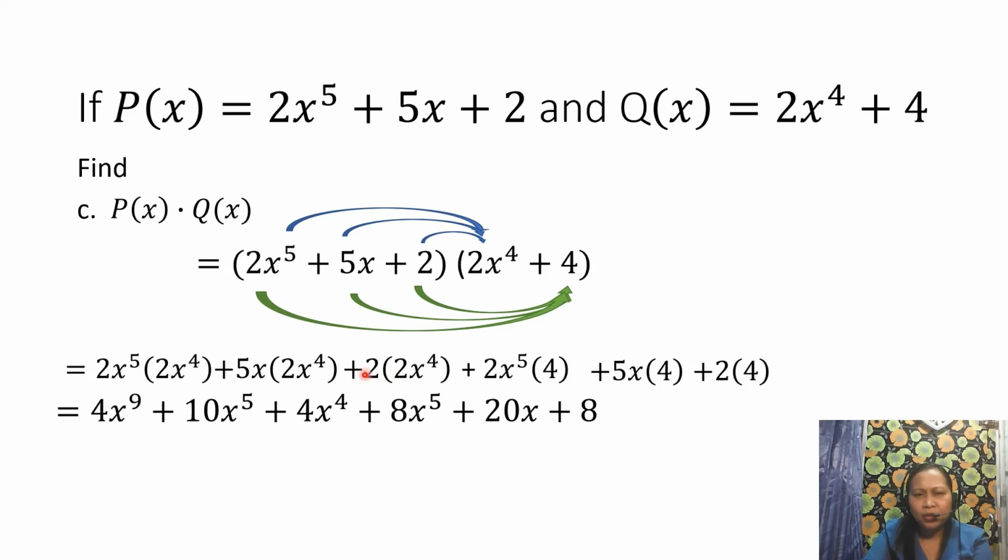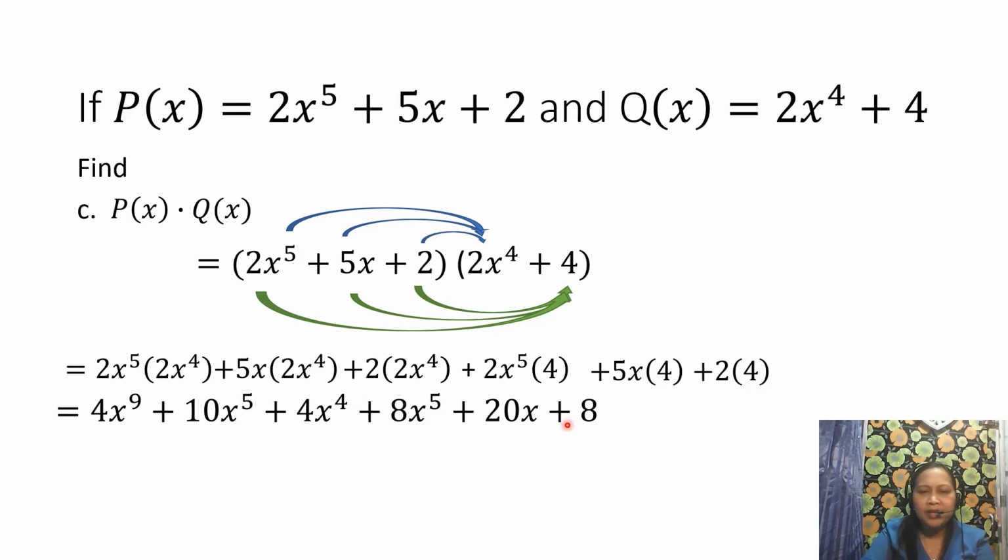5 times 2, 10. X times x raised to 4 is x to the power of 5. 2 times 2, 4. Then copy x to the power of 4. 2 times 4, 8. And copy the x raised to the power of 5. Then 5 times 4, that is 20x, plus 2 times 4, that is 8. Then combine like terms. Where are the like terms here?